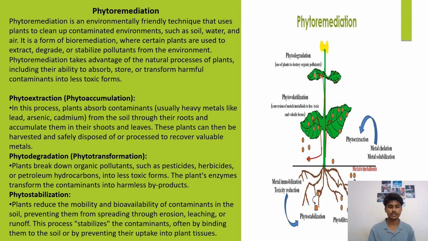In phytostabilization, the plant inhibits the spreading of contaminants to other areas. It stabilizes the contaminant by binding it to the soil or preventing its uptake into plant tissue. Here in the diagram, I have given an overview of phytoremediation, where phytodegradation, phytovolatilization, phytostabilization, and phytofiltration happen.